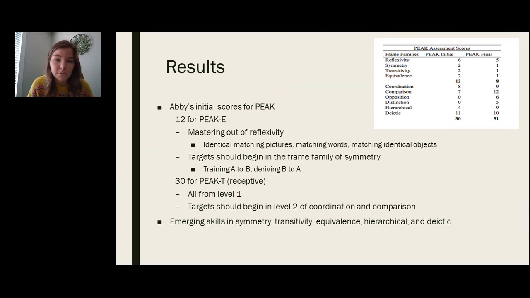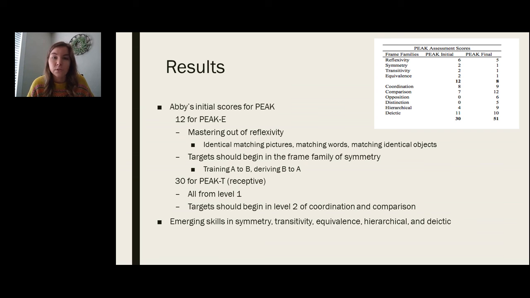Abby's initial scores for the equivalence module were 12. She mastered out of reflexivity during the initial test, as she was able to demonstrate identical matching pictures, identical matching words, and identical matching objects. This suggested to us that our targets should begin in the frame family of symmetry, so training A to B and testing for derived relations of B to A.